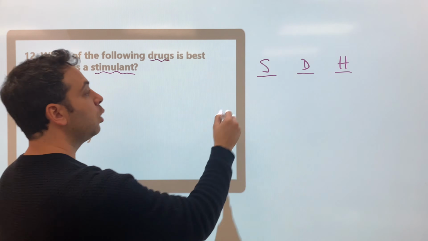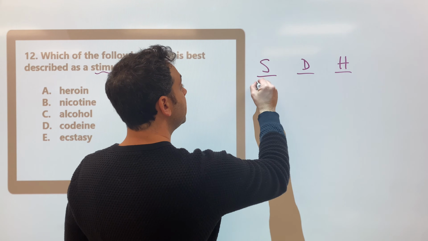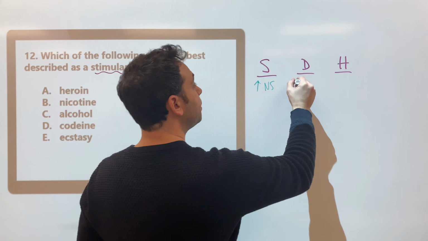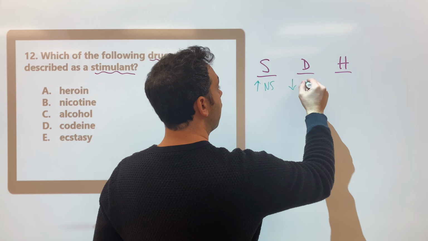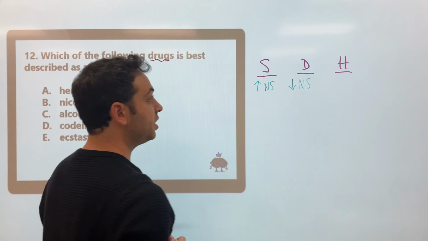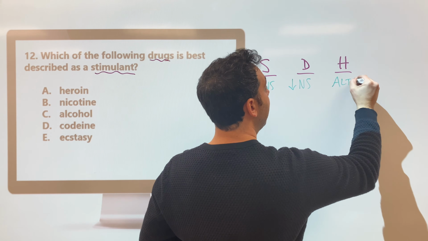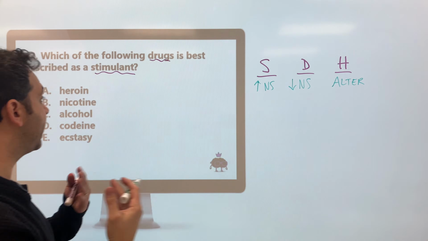What's the difference? Well, stimulants tend to increase activity in our nervous system, right? Increase heartbeat and breathing and that kind of thing. While depressants tend to decrease heartbeat and breathing, right? And everything in our nervous system. What do hallucinogens do? They essentially alter our perception of reality. Okay, so a little bit different. So can we categorize a few of these?